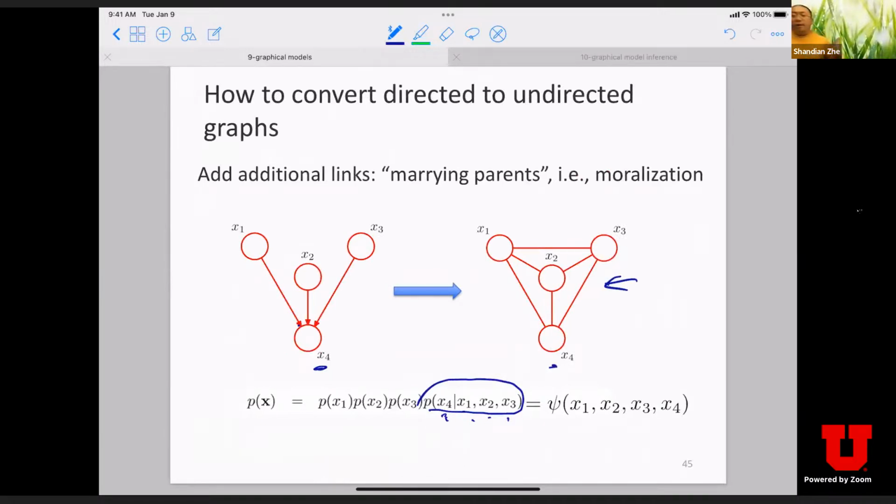So then how do you convert an arbitrary Bayesian network to an undirected graphical model? Just 2 steps. First, do the moralization, meaning for every conditional probability, you pairwisely connect their parents, and then remove the directionality of the arrows. That's it.